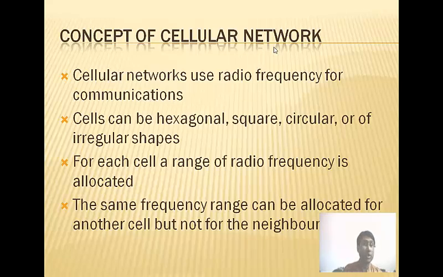And cellular networks use radio frequency for communications, and each of the cells can be hexagonal, square, circular, or of any irregular shape. For each cell, a range of radio frequency is allocated. Each mobile company is given a range of radio frequency, and it will divide that range and assign a range of radio frequency to each cell.